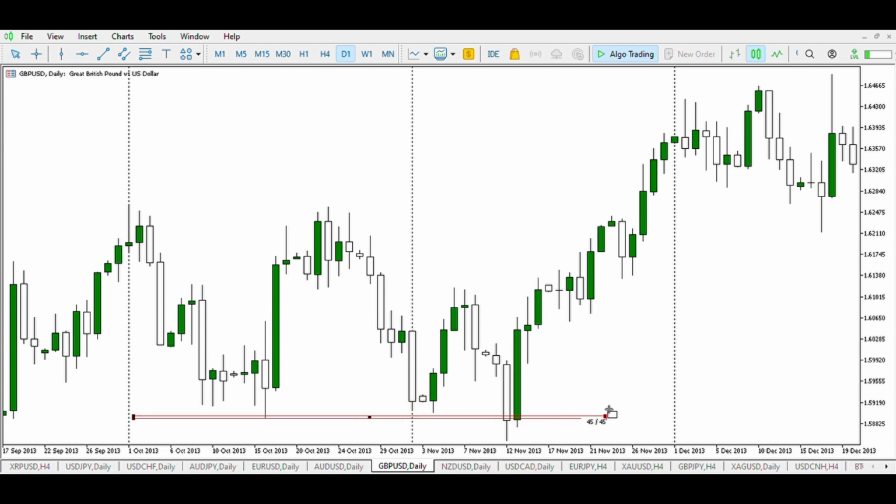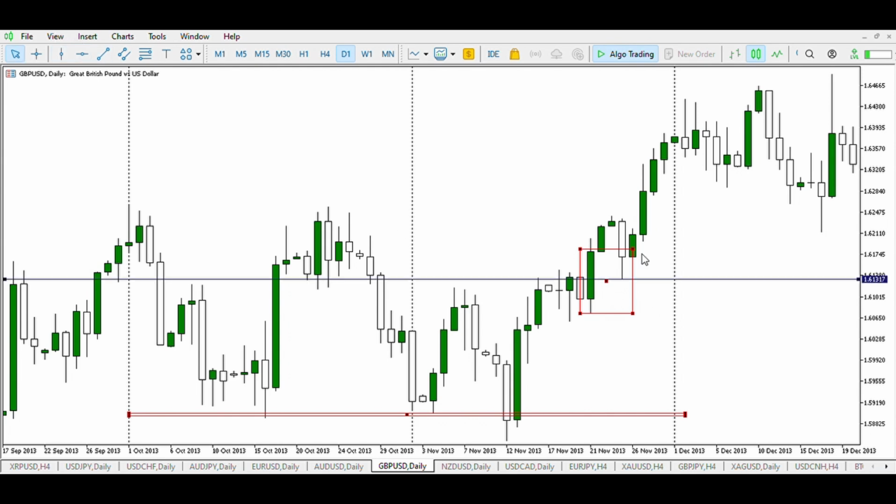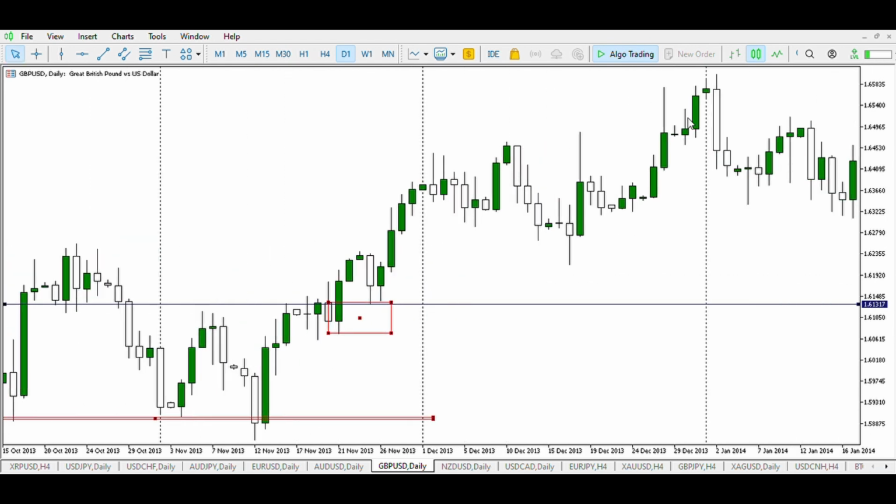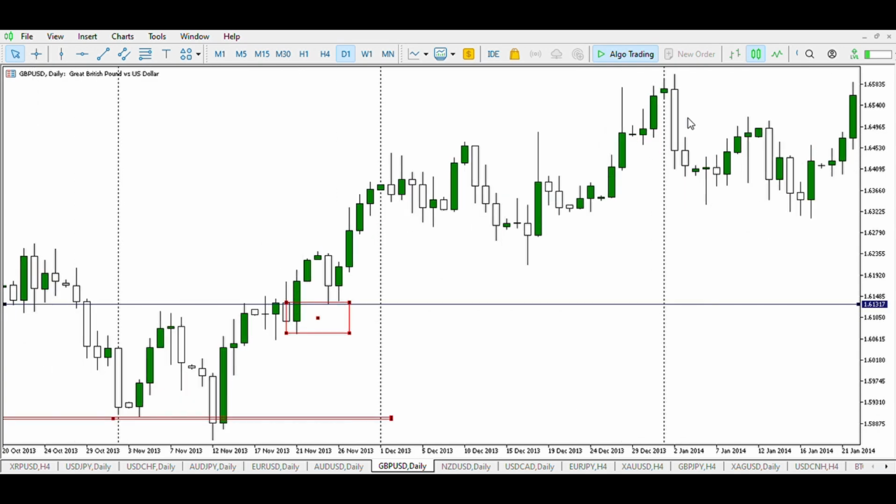Here we have this support broken. You can see the first and second rules are met. Critical support broken in a liquidity manner. Then we have the engulfing pattern. We mark 50% and wait if price is going to retest, and you can see what happened. Price retested and price went up.